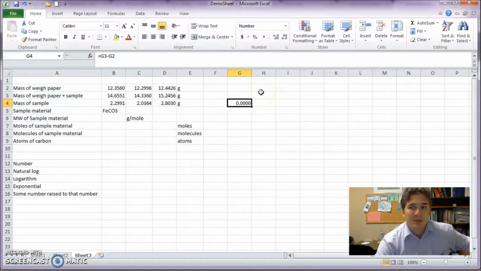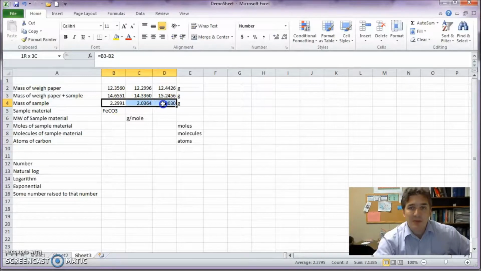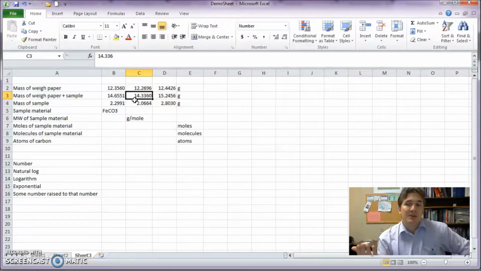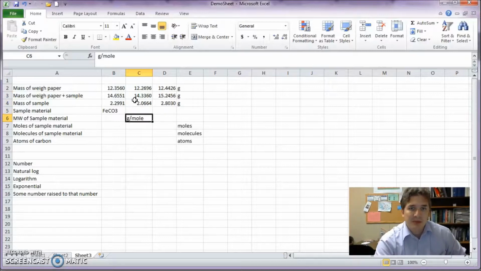Now, how do we stop it from doing that? Well, we're going to go to that when we get to moles of sample of material. But right now, this is a pretty efficient way of doing it. So let's say you make a mistake in this number. It should actually have been 12.2696. This is actually far more efficient because if you just enter the numbers in manually, you'd have to go back and correct your formula. But now you've got your Excel sheet set up so this way it will actually do the calculation for you. Now, what about the molecular weight of the sample?